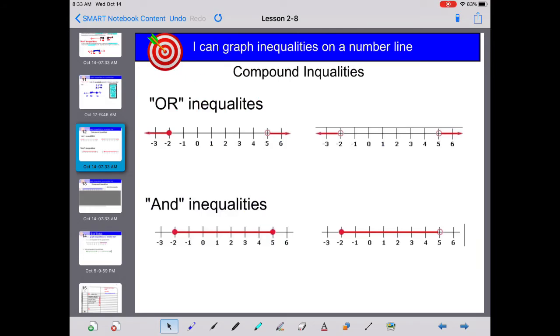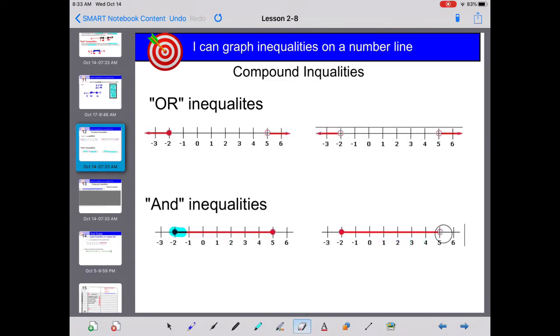Not only do you have to be able to graph inequalities, we can write the inequalities based on the graph. I can see that the first two here are OR inequalities. You can tell an OR inequality because I've got one arrow going to the left and one going to the right. Notice they both look like that. I can tell an AND inequality because they are joining or coming together.